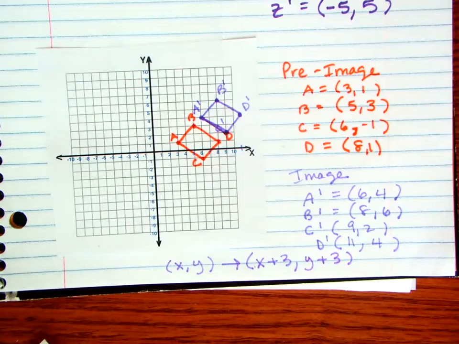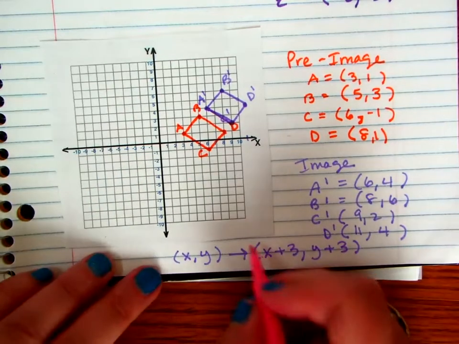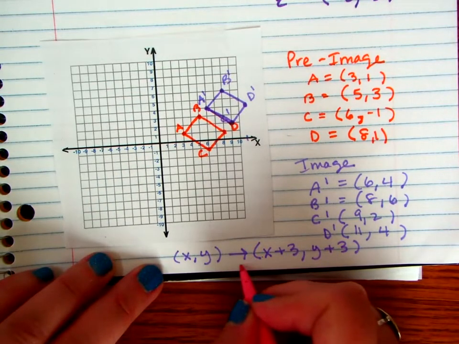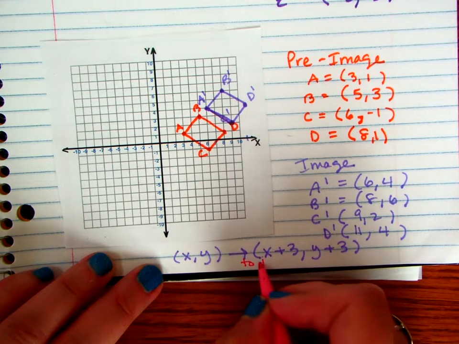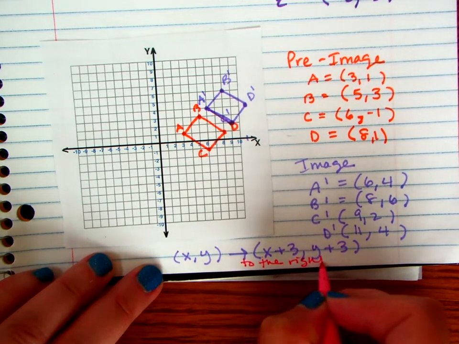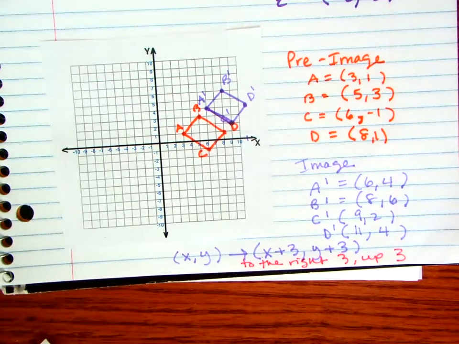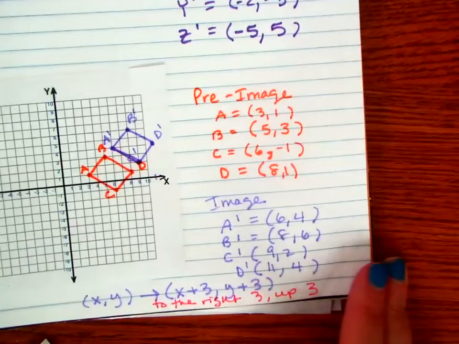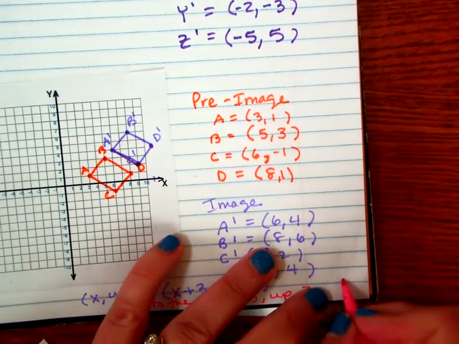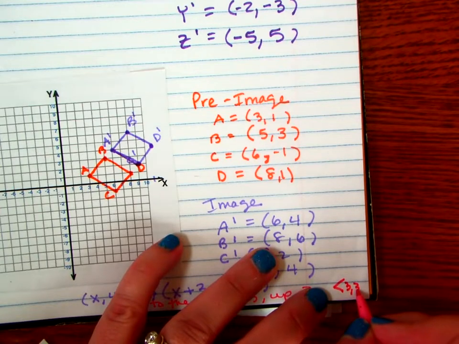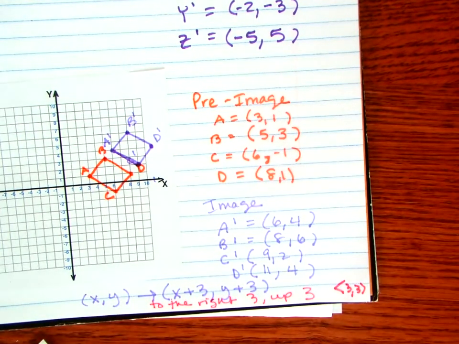If you didn't want to write with the coordinate notation, you could write to the right 3 and up 3. That works as well. Okay, so that's a way to write it. Or the third way, if you wanted to do that 3 notation, that would be fine as well.